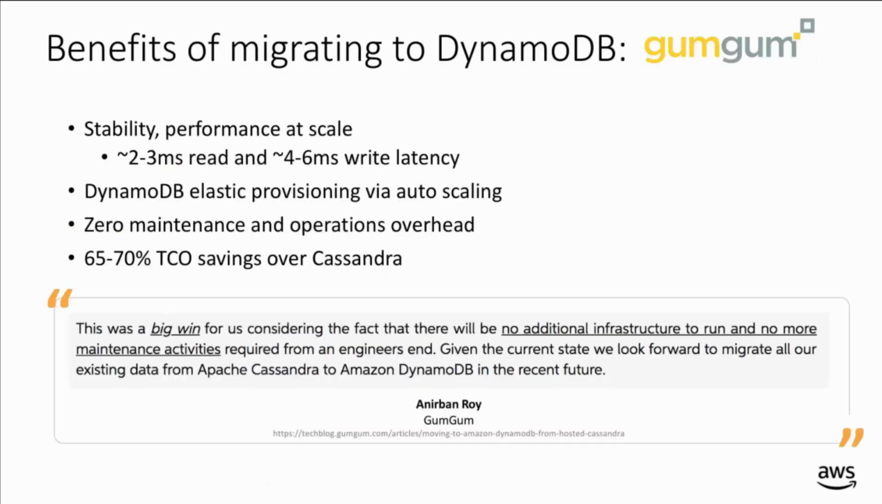Another customer, GumGum, their main benefits were stability and performance to scale, 2 to 3 millisecond read and about 4 to 6 millisecond write latency, DynamoDB elastic provisioning via auto-scaling, and again, zero maintenance. And finally, their total cost savings over Cassandra were in the range of 65 to 70%. So for them, no additional infrastructure to run and no more maintenance activities from their engineering was a huge win.